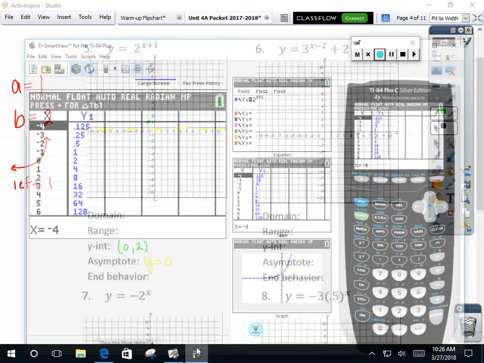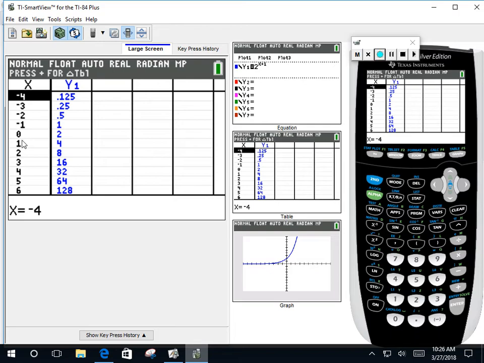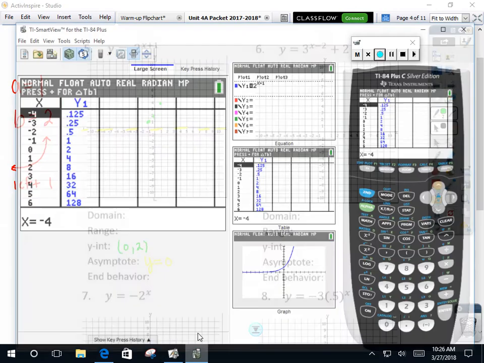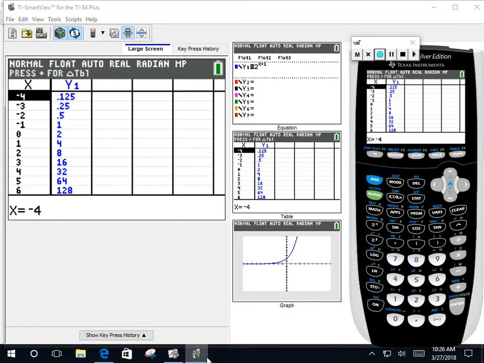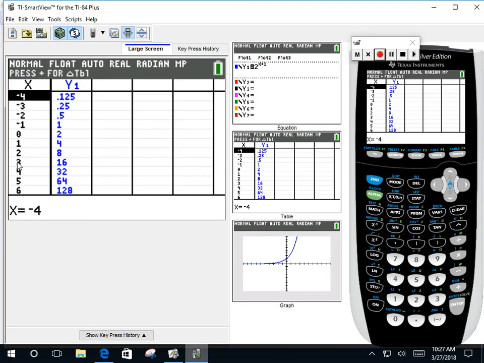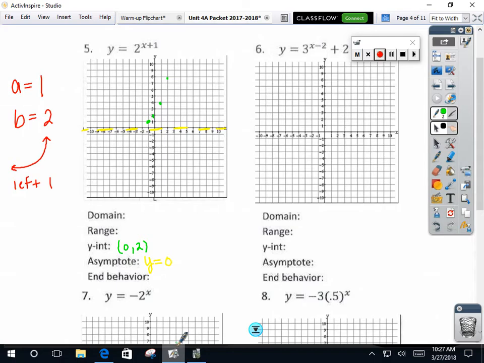Okay, some other points that I could plot are 1, 4. So right 1, up 4. And then after that, 2, 8. So right 2, up 8. And then the next point on that side of the x-axis is 3, 16. Well, is that going to fit? Can we plot 3, 16? No. We can go right 3, but if we try to go up 16, we'll run off the graph a good bit.